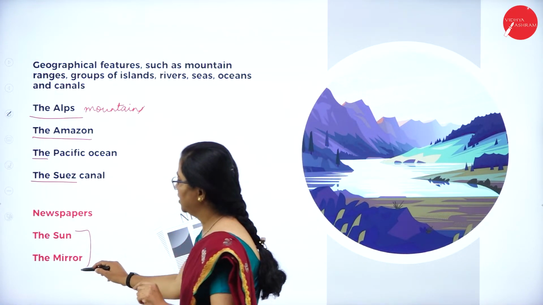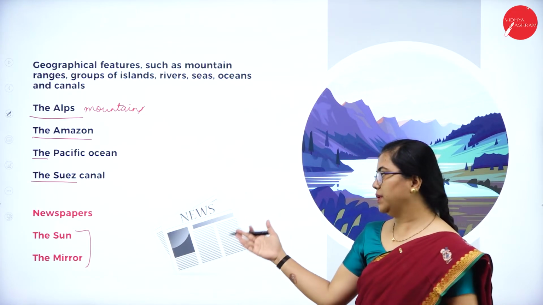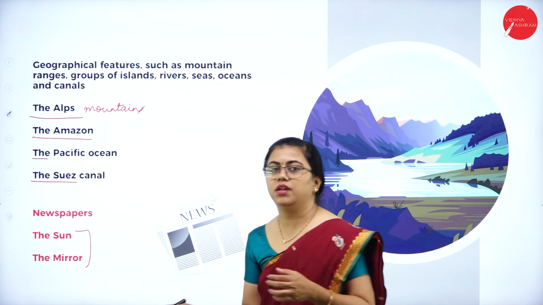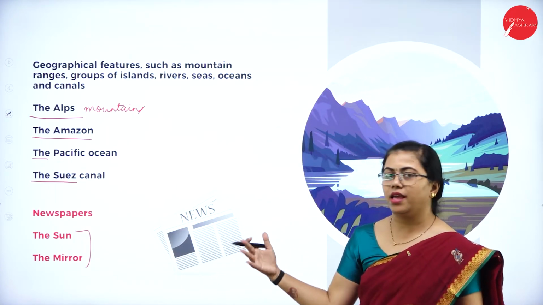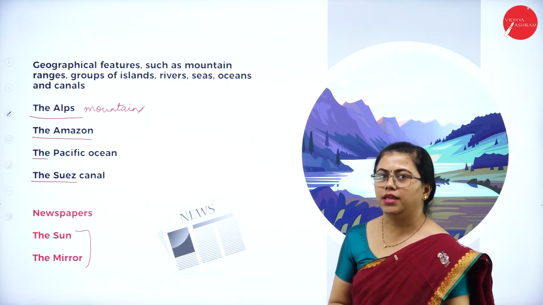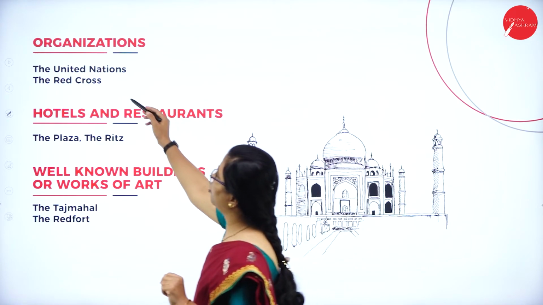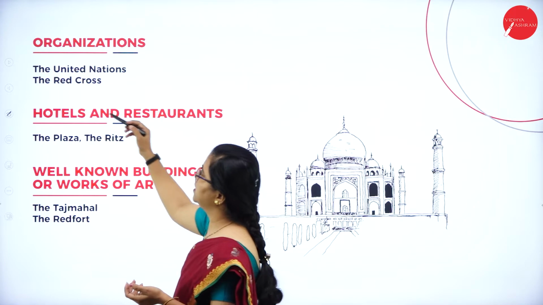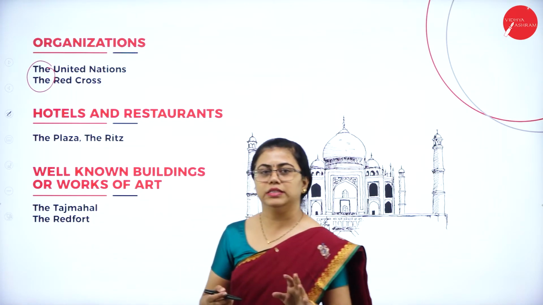Newspapers: the Sun, the Mirror, the Times of India, the Hindu, like that. It all depends on how they have registered, but still you use it with newspapers whenever they are registered like this. So Sun, Mirror and all are examples of newspapers that I gave you. Next, we also use definite articles when we are talking about some organizations. The United Nations organization, the Red Cross, all these are organizations. So there also you must use the definite article the.